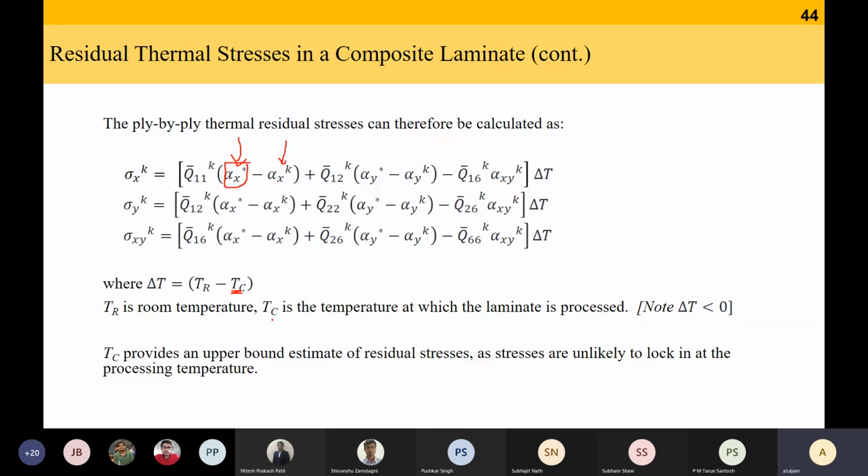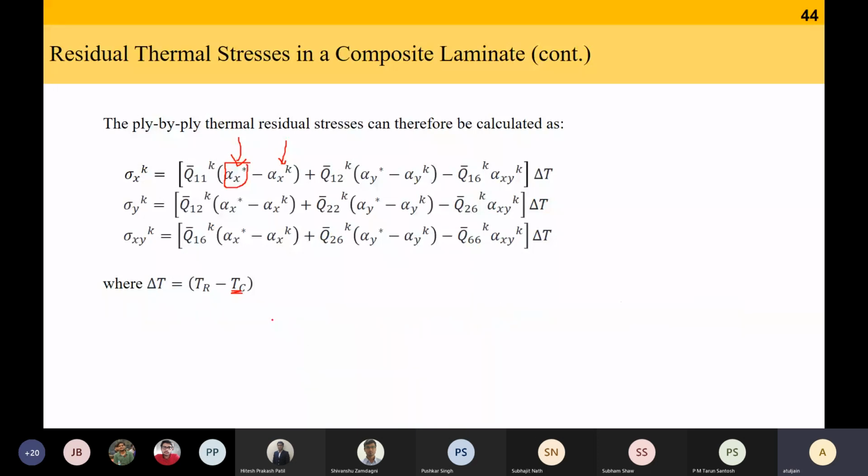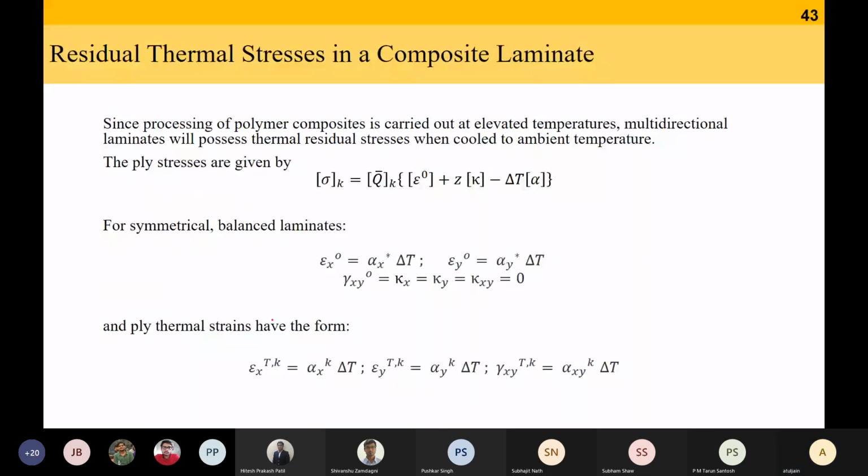Okay, is this clear? Or should I repeat how residual thermal stresses have been derived? Have a look at this slide and let me know if there are any questions.